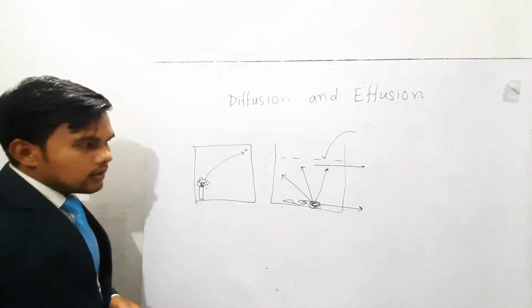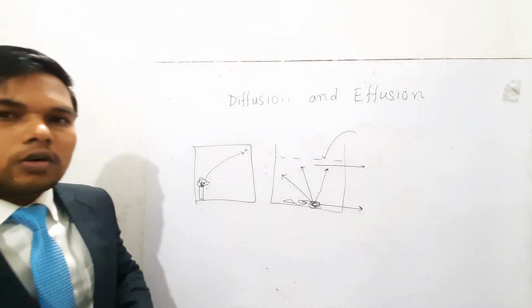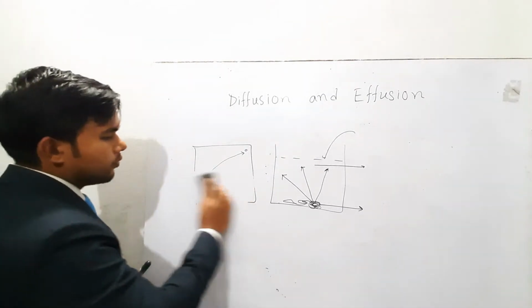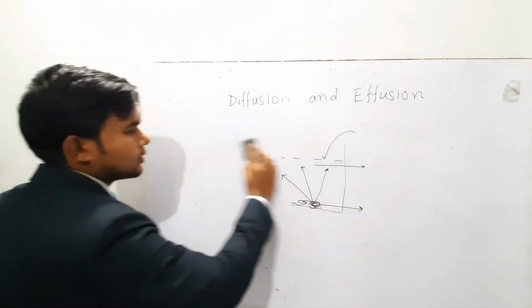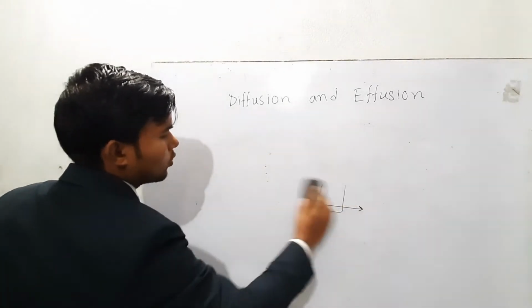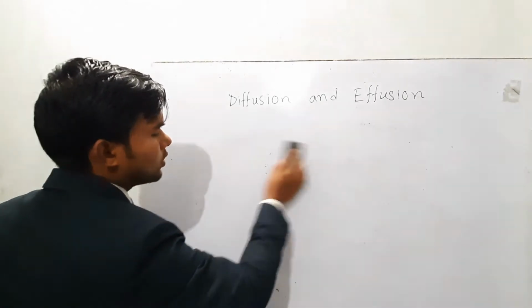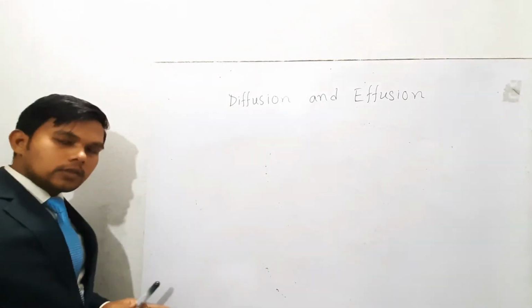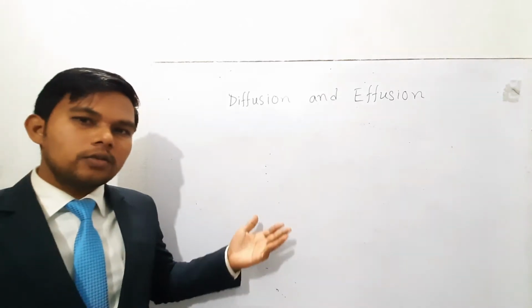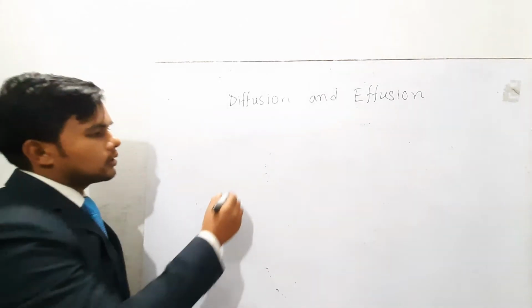And another thing is that the diffusion rate depends on the molecular mass. If the molecular mass is high, then the diffusion rate is low, and if the molecular mass is low, then the diffusion rate is high. This can be explained very easily with the help of an experiment.